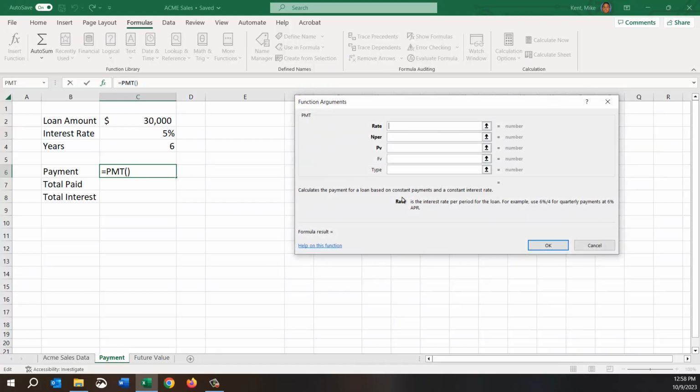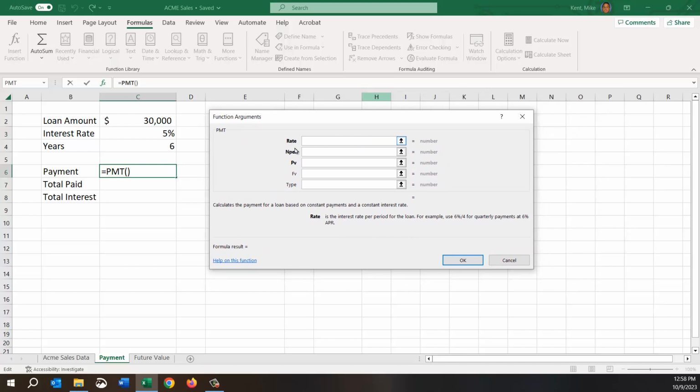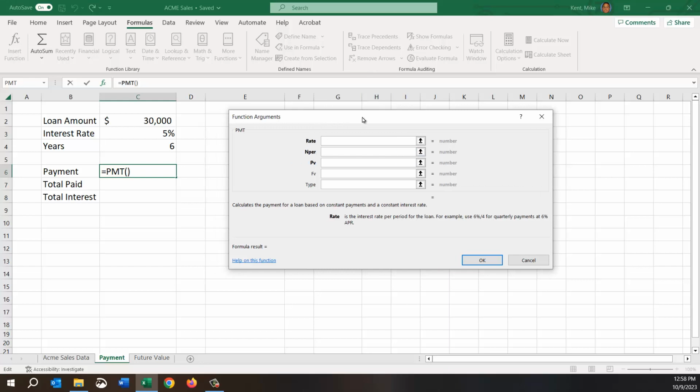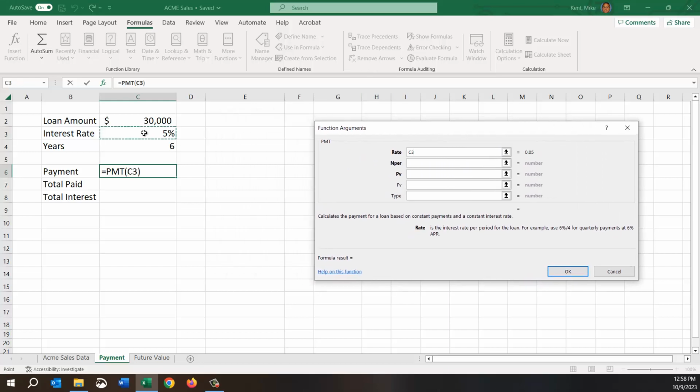Double click on that. Now, the payment function needs 3 pieces of information to do its work. If you look right here, it needs the interest rate, the number of periods that you're going to be making that payment. This is the total number of payments, and PV is present value. Well, I don't want to type in the numbers. I don't want to type in 5% right here. Okay, I want to click on the cell. So my interest rate is right here. It is in cell C3.